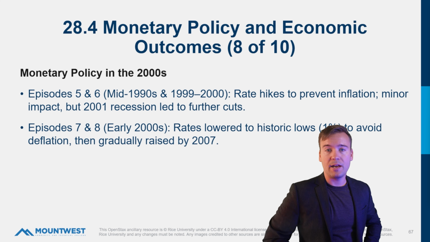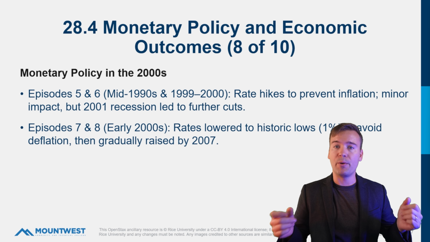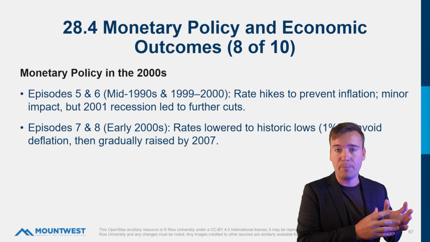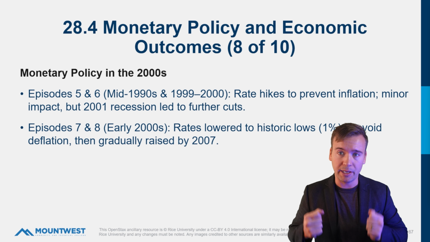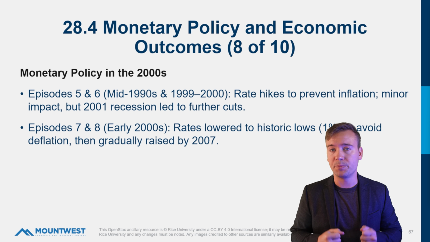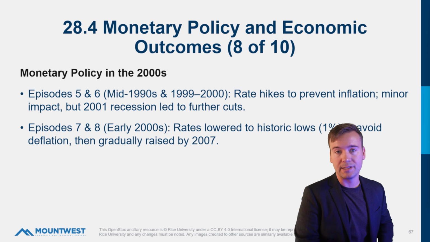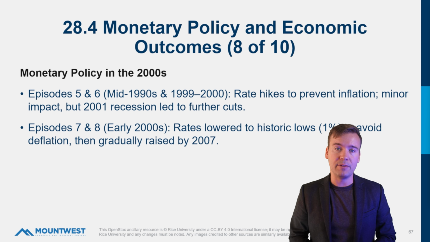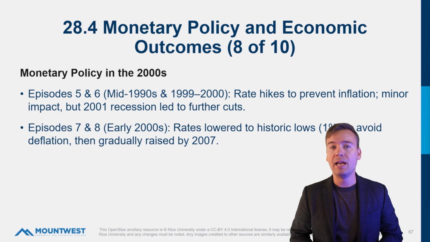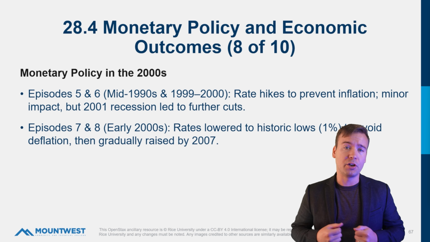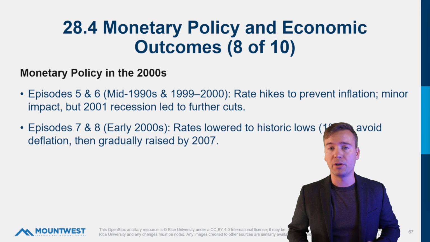Now, in the early 2000s, we entered episode 7. That was in response to the dot-com bubble burst and the 2001 recession. We adopted this highly expansionary policy. We lowered interest rates pretty aggressively to what were at the time historically low levels, reaching 1%. That policy was aimed at avoiding deflation and encouraging borrowing and investment to jumpstart the economy.